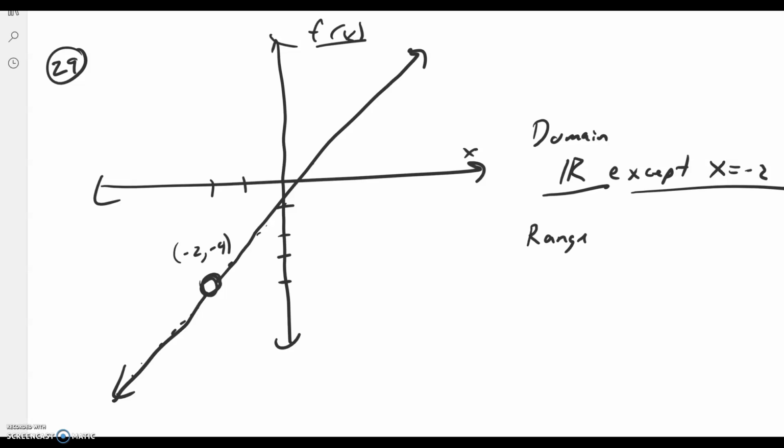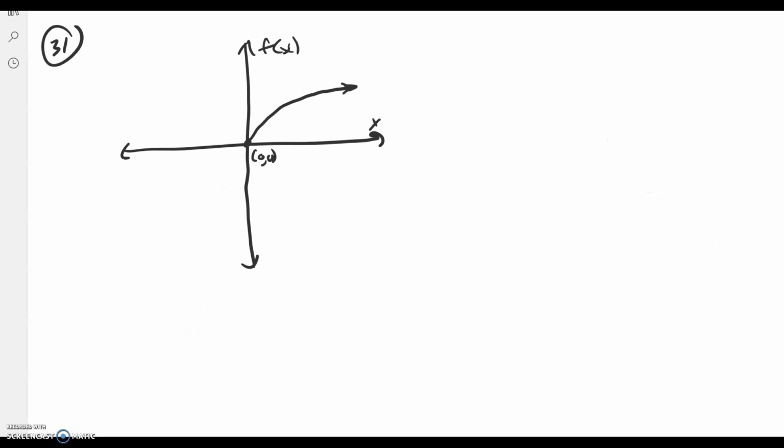The range is similar. It's all the heights of all these points, but we're missing the height of -4. There's no point on this line that has a height of -4 because we skipped that point. So the range is all real numbers except y equals -4. And I think that's a pretty good way to answer these.